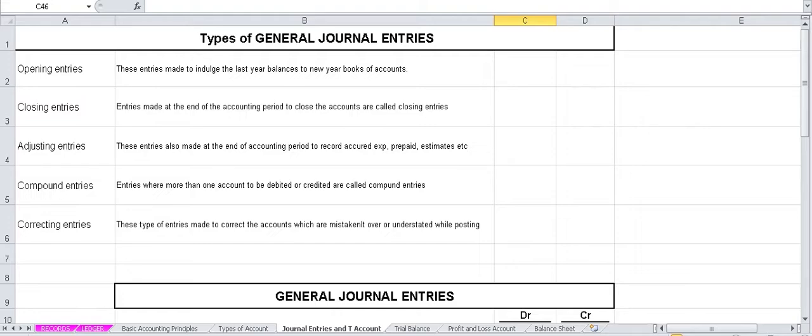Compound entries: entries where more than one account is to be debited or credited are called compound entries. Correcting entries: these types of entries are made to correct the accounts which are mistakenly over or understated by posting.